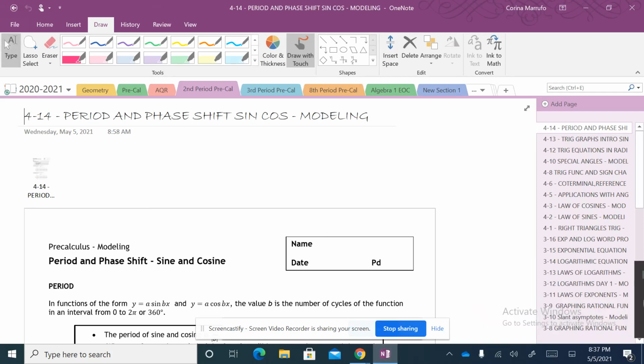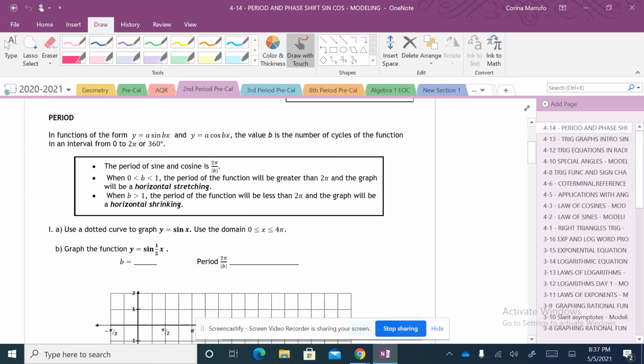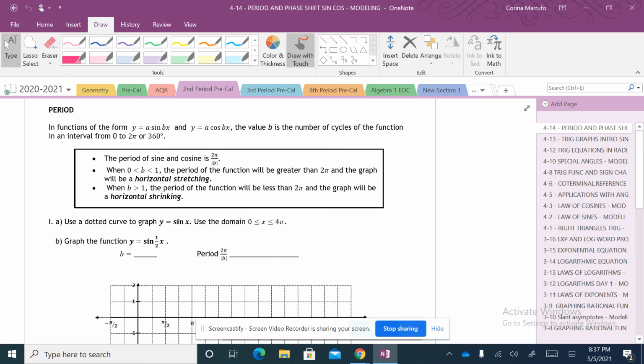Alright, so the next topic that we're covering is period and phase shifts of sine and cosine. In functions of the form y equals a times sine of bx and y equals a cosine of bx, the value of b is the number of cycles of the function in an interval between 0 and 2 pi. Okay. So that's the b.